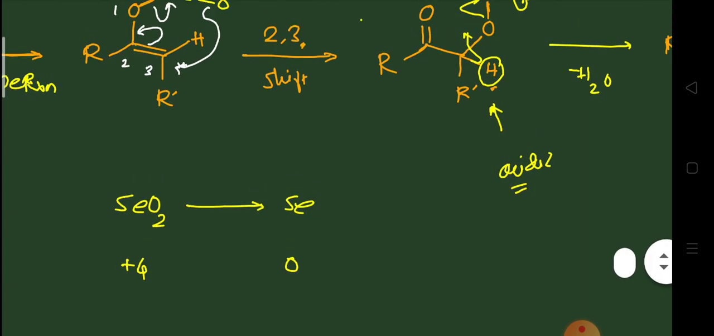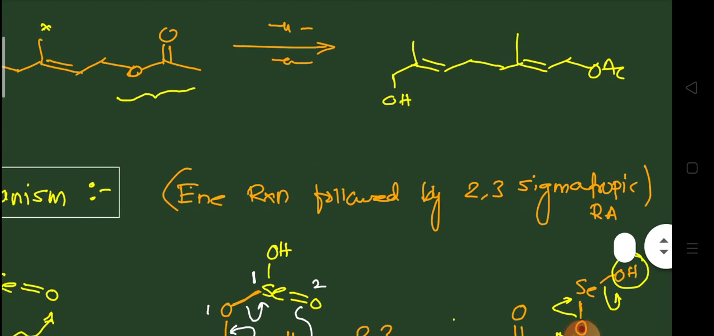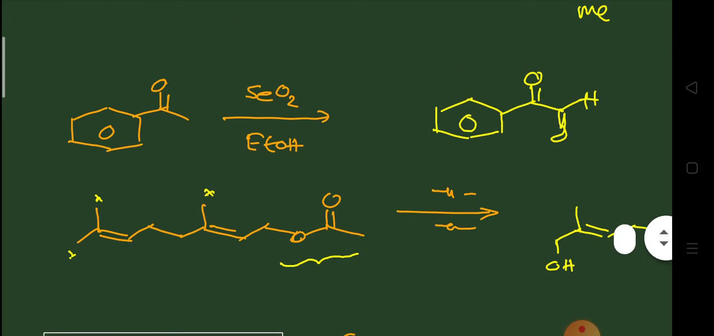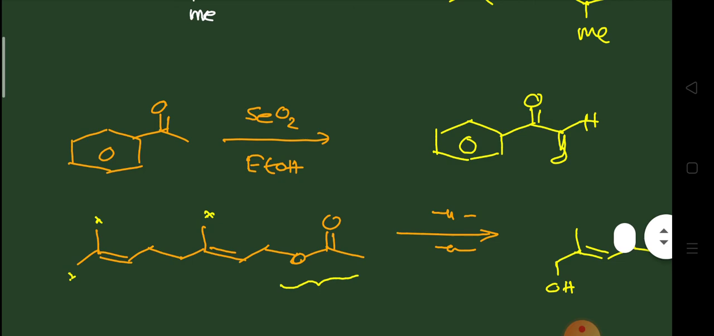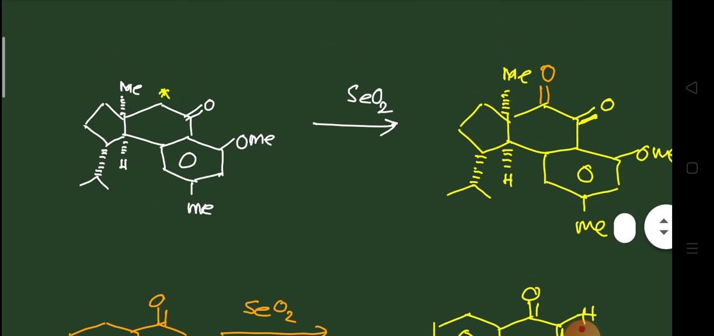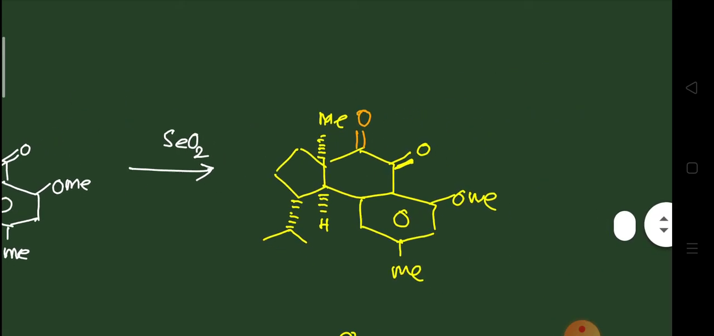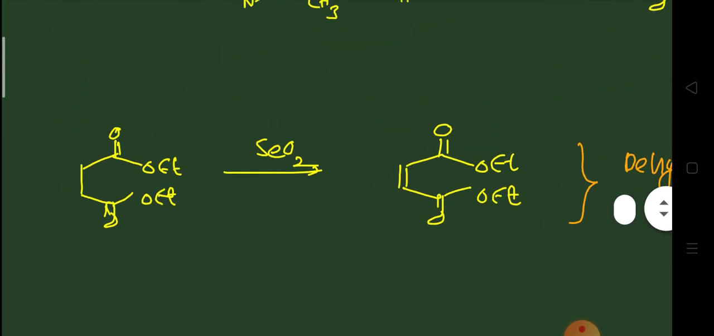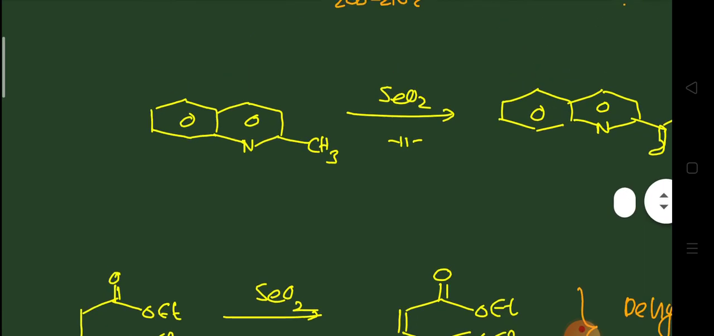The same mechanism is followed, that is the 2,3 sigmatropic shift, and there are various examples given here. So, look at this example here, acetophenone is converted to the 1,2 dicarbonyl compound. Again here the same example. There are many more examples given, particularly in the various quality books. So, you can find them and try to solve with the help of this mechanism.